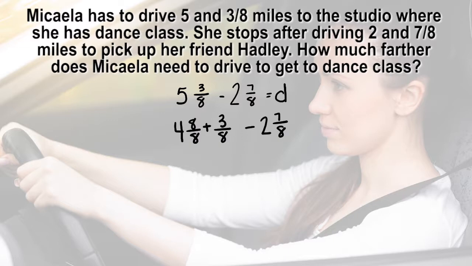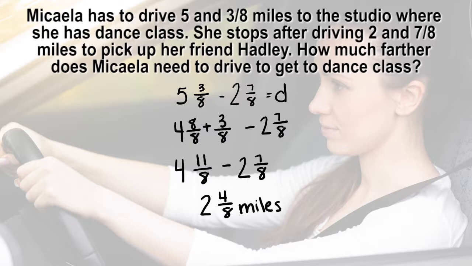Let's combine the regrouped 8/8 with the 3/8 for the initial starting miles. This will be a total of 11/8. The expression is now 4 11/8 minus 2 7/8. Now the minuend has enough 8s to subtract 7/8. 11/8 minus 7/8 is 4/8. 4 minus 2 is 2. There is still 2 4/8 miles left to travel.